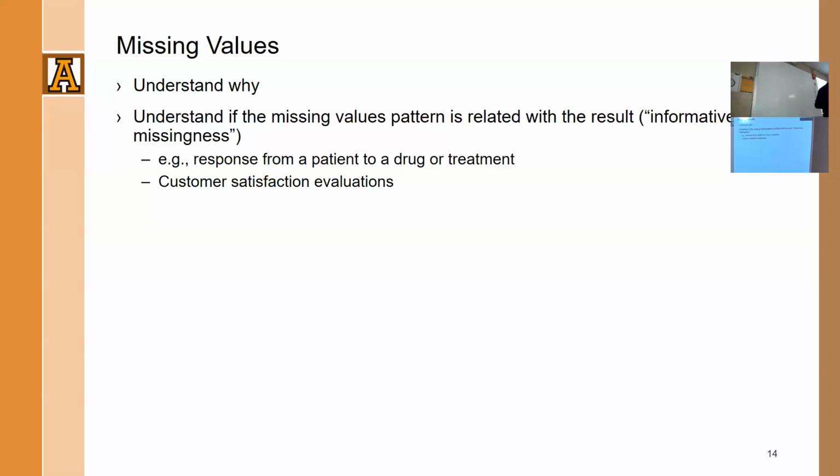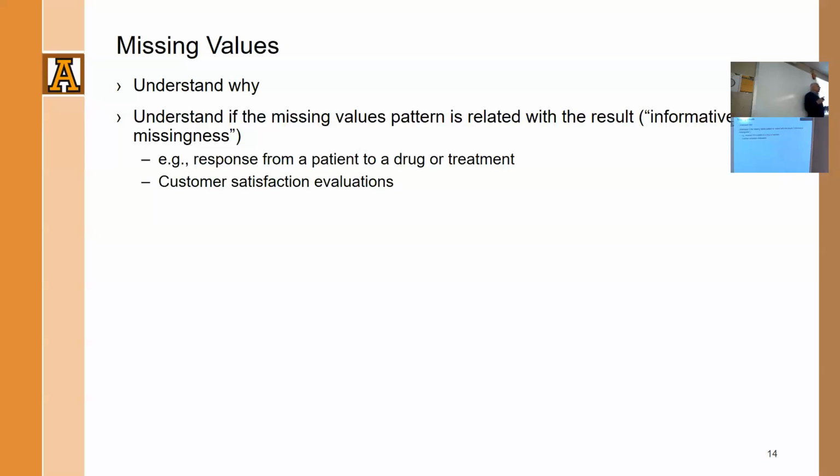You need to rephrase the questions so that people are free to answer those things. We need to understand if the missing values pattern is related to the result. For example, responses from a patient to a drug or treatment, you have missing values. Here it's important to distinguish missing values from censored data.